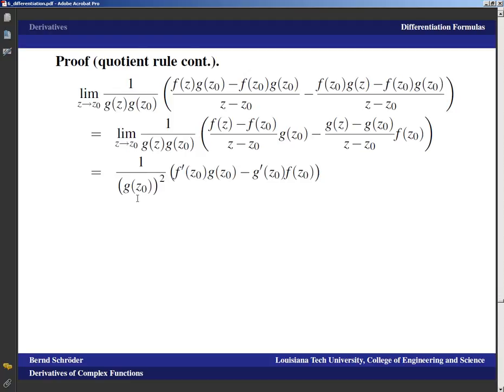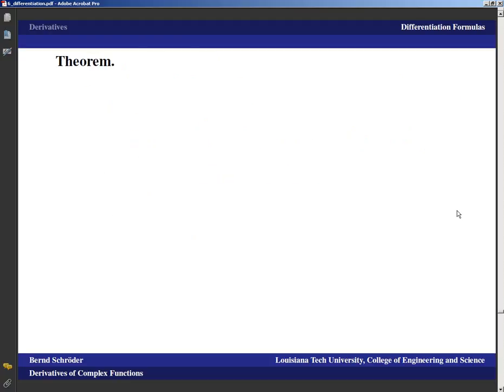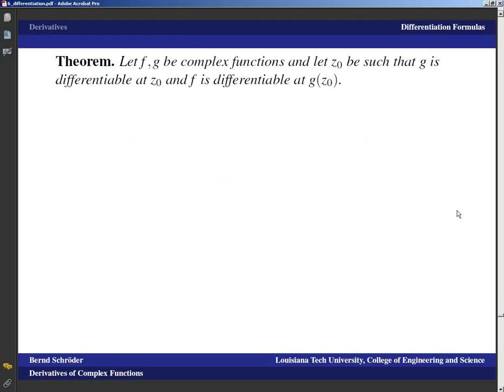And now we can take the limit, and so this is 1 over g of z0 squared because of continuity. This difference quotient converges to f prime of z0, g of z0 of course stays where it is. This difference quotient converges to g prime of z0, and f of z0 stays where it was before, and that's exactly the product rule.